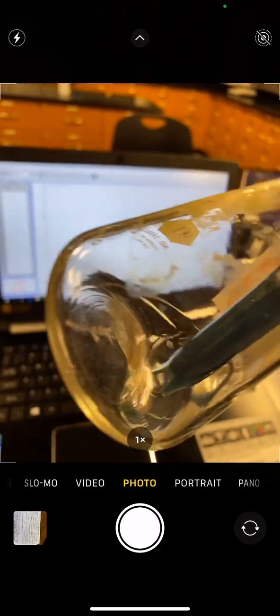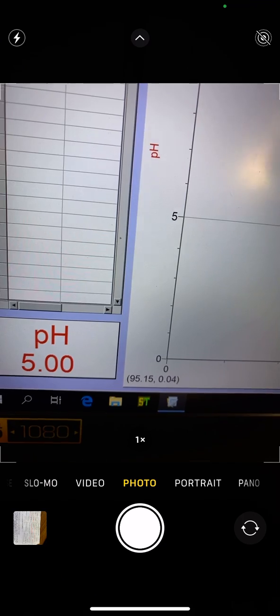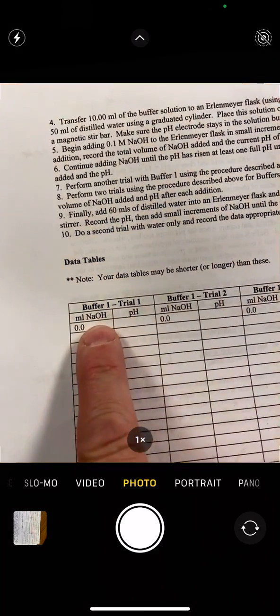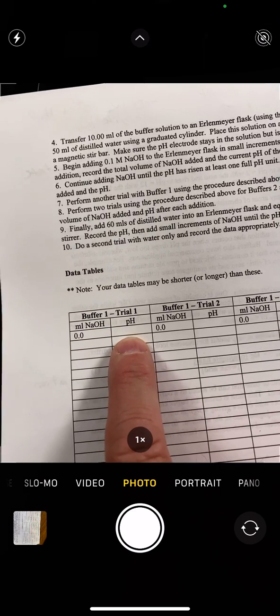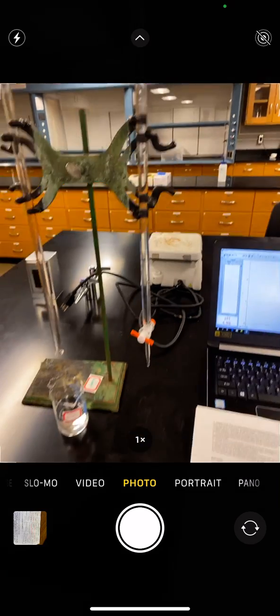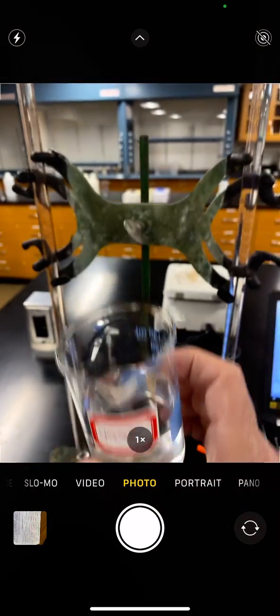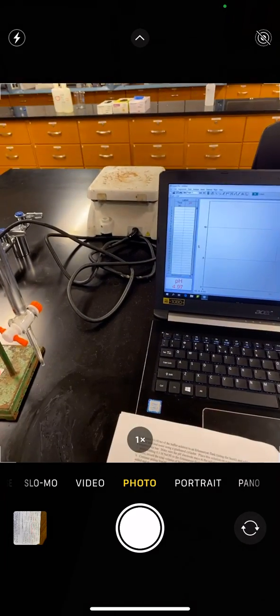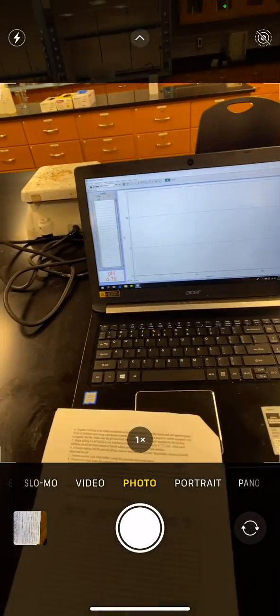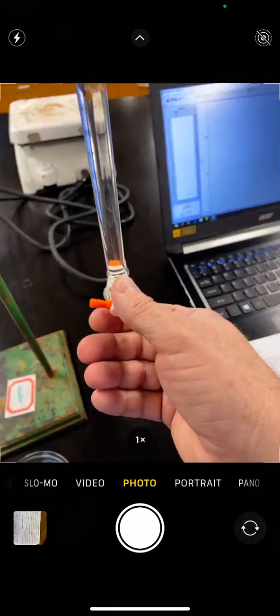So I put it down in that solution, and you can see as I have the pH probe in the solution, we're at 5.0. So you're going to record 5.00 for 0 milliliters of NaOH. We just have the buffer, 5.00. So now in this burette I filled with 0.1 molar NaOH. And I'm going to add into this flask that has a pH of 5, I'm going to add 1 milliliter.